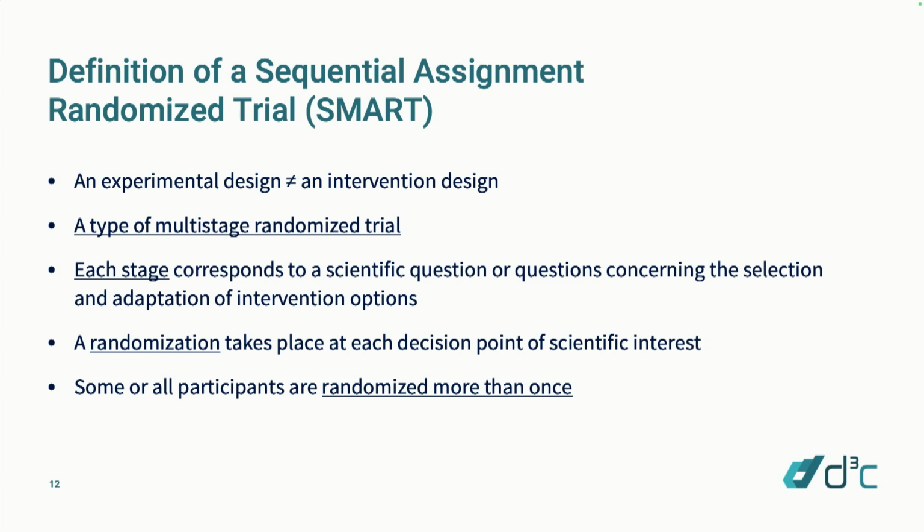A randomization takes place at each of these decision points. That does not mean, say I have an adaptive intervention with 10 decision points, that you have to put a randomization at all 10 of those decision points. But it means that you're putting a randomization where you have a question. This is what I mean by disentangling the adaptive intervention you envision from your question. And some or all participants are randomized more than once. I have to say some, because maybe you discovered this already. Some people don't get re-randomized in a SMART, right? Let's go see an example.